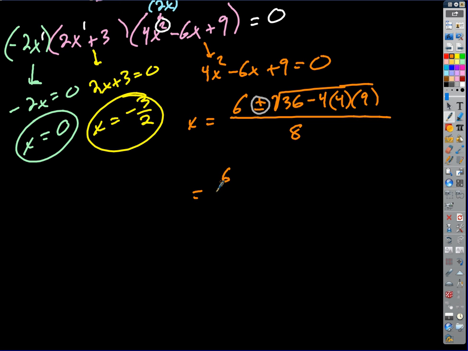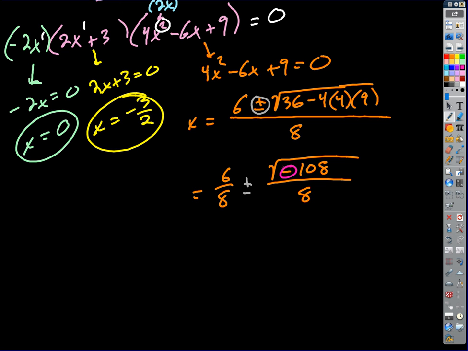So I'm getting 6/8 plus or minus the square root of 36 minus 144, which is 108, negative 108, over 8. What's the negative going to do inside the radical? Imaginary numbers. We're getting i's, aren't we?